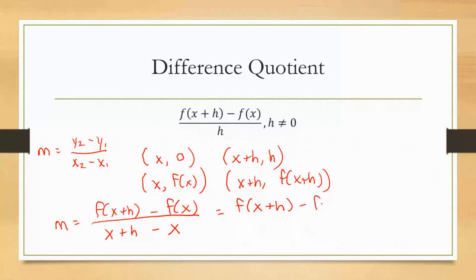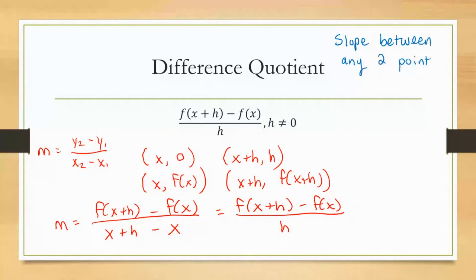And that's where the difference quotient comes from. So the difference quotient, if you want to think about it, is the slope between any 2 points on a curve. It doesn't have to be a line. It's just finding the slope between any 2 points that you're given on a curve. So it is the slope between any 2 points on a curve. I believe they call this the secant line.